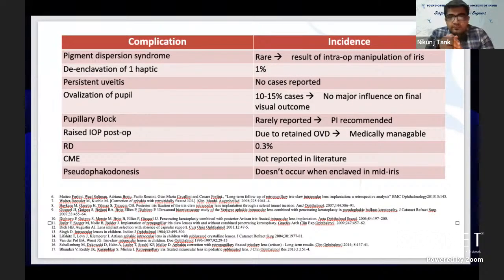There are a few complications which have been documented in the literature in multiple reports. What I have seen in my experience is de-enclavation of one haptic, which is common especially for a beginner, if they have not enclaved it properly or have not appreciated whether the iris is pinched into the claw or not. Another common thing is ovalization of the pupil. I'm going to show a case of why ovalization happens, which is preventable if you enclave properly in the mid iris plane.